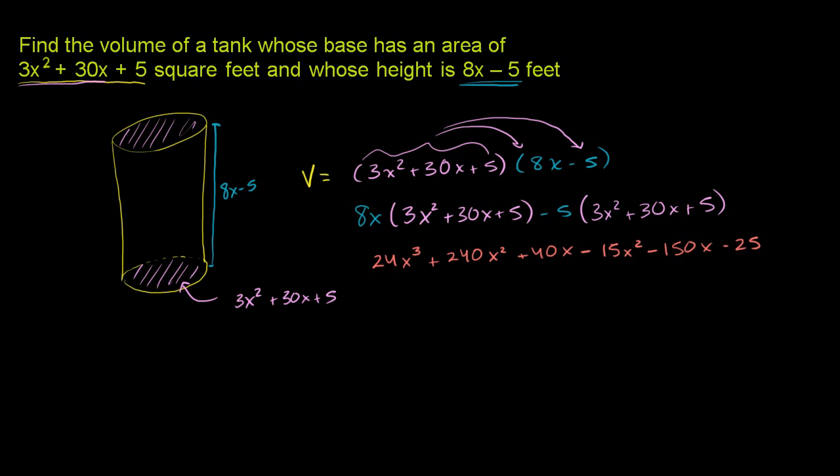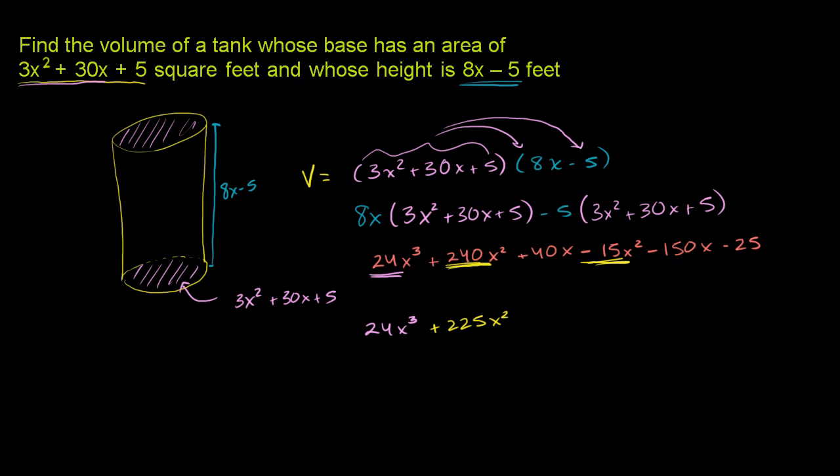So we only have one third degree term, one thing that has an x to the third in it. We have this term right here. So we'll write that as 24x to the third. And then what are our x squared terms? We have 240x squared minus 15x squared. So what's 240 minus 15? It's 225x squared. So plus 225x squared. That's adding that term to that term right over there.